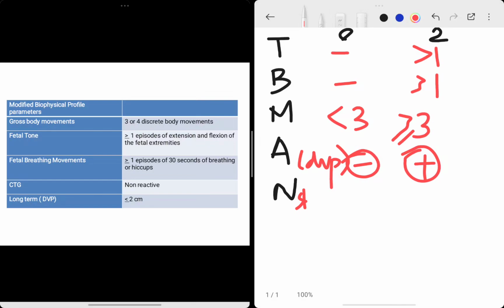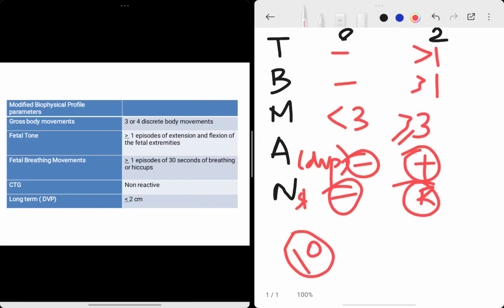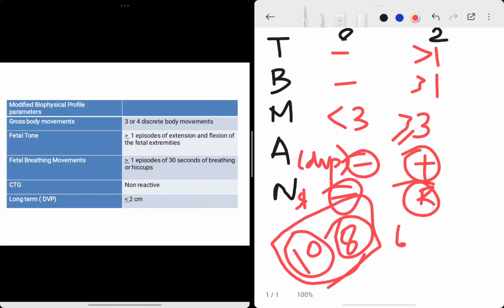And now coming to the last point, that is NST. NST means if the CTG is non-reactive... if this CTG is reactive, then the score of 2 is given, and if the CTG is not reactive, then it is given a score of 0. So the total score is 10. And if we omit the NST, meaning if there is no CTG, then the score is 8. So 8 or 10, both scores are considered normal. 6 is considered equivocal, and less than 4 is considered abnormal. So this is the Manning score.